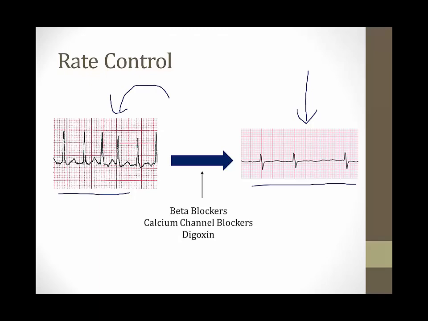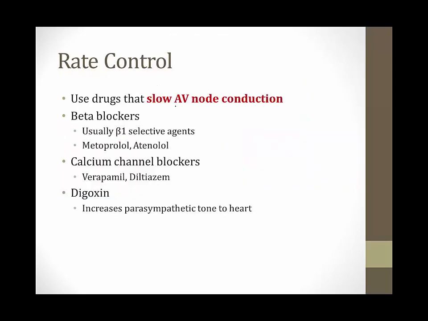And in fact, for a number of patients, particularly elderly patients, this is all we do. We slow the heart rate down, but we allow them to remain in chronic atrial fibrillation. They will be symptom-free and they don't need any therapies to restore sinus rhythm. The drugs that are used for rate control are beta blockers, calcium channel blockers, and digoxin. The reason we use these three classes of drugs is because all of them can slow AV node conduction and reduce the heart rate.